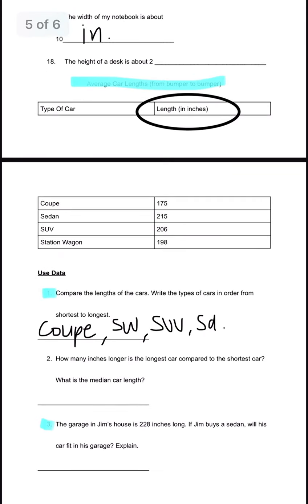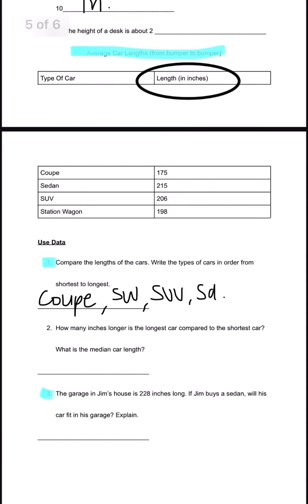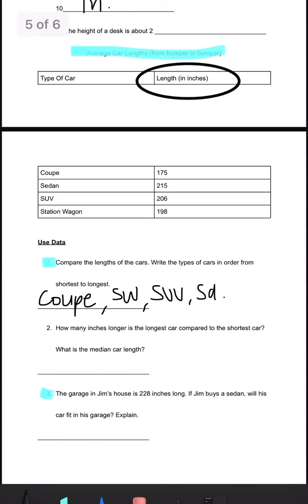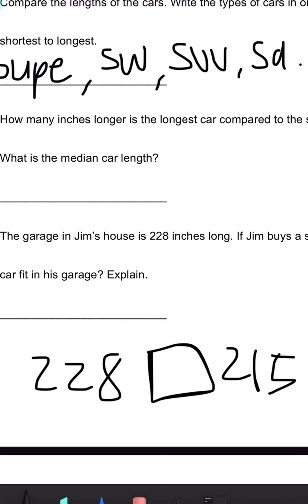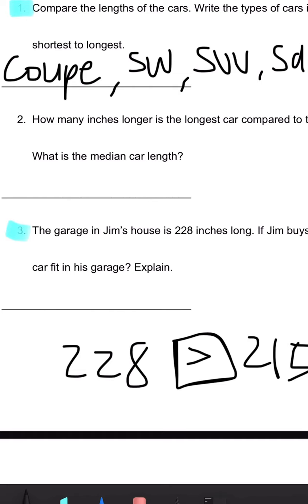Number 3, the garage in Jim's house is 228 inches long. If Jim buys a sedan, would his car fit in his garage? Explain. So let's look at how many inches a sedan is. It's 215. So 228 compared to 215. The garage is bigger. So will his car fit?